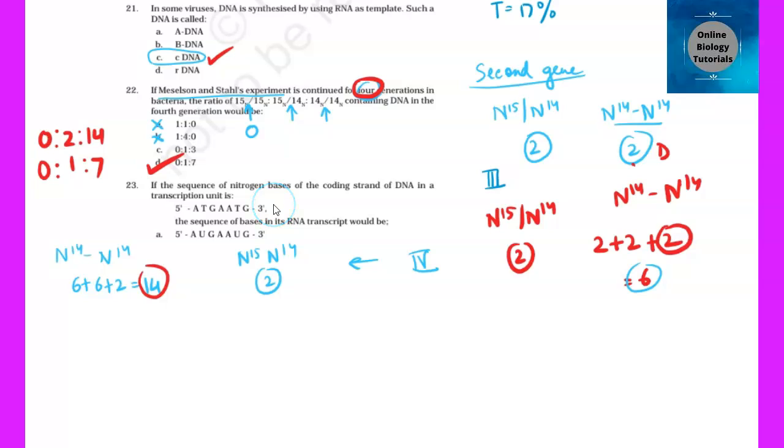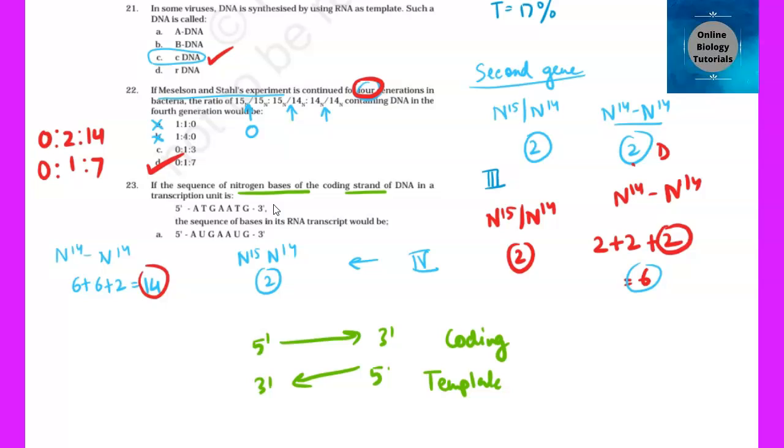In the next question, the sequence of nitrogen bases of the coding strand of DNA has been given. Remember, DNA has 2 strands: the 5 to 3 prime strand was the coding strand, and the other strand was 3 to 5 prime, and that served as the template strand.